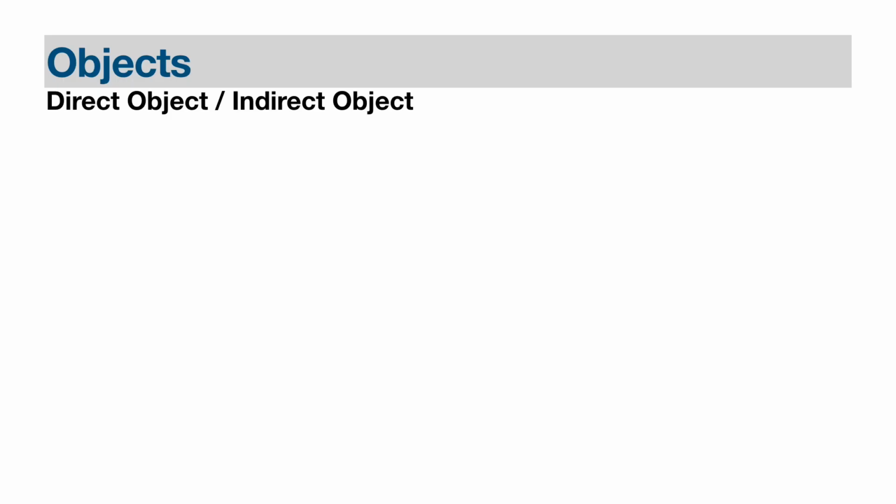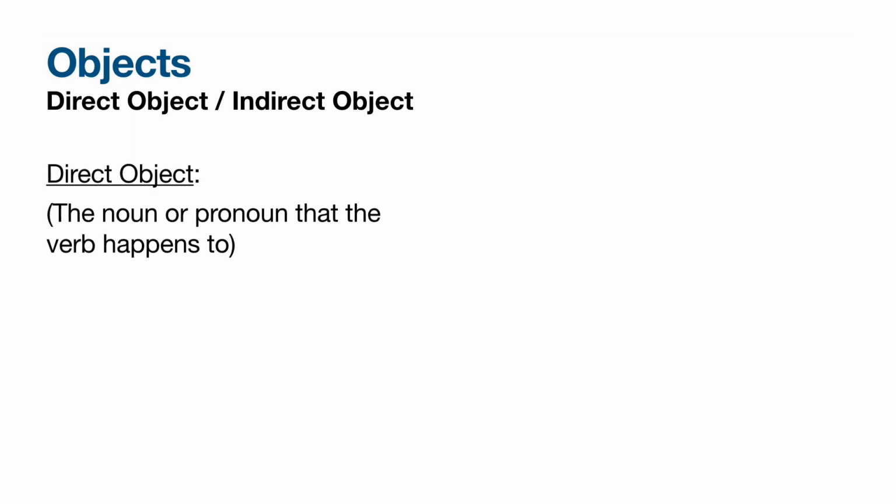For now, let's move on to objects. This chapter will focus on direct and indirect objects. A direct object is the noun or pronoun that the verb happens to. Here's an example. Susan ate a cheeseburger. Susan is the subject of the sentence. The verb is to eat, and a cheeseburger is the noun which eat happened to. This makes a cheeseburger the direct object of this sentence.